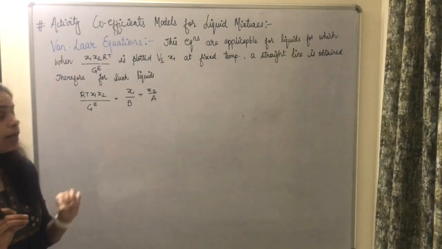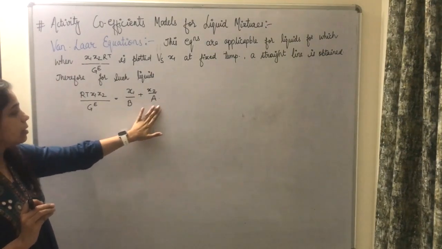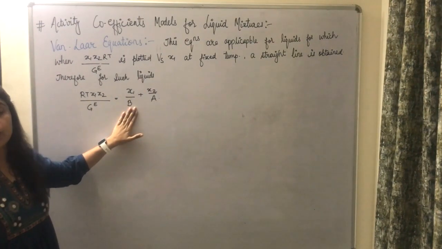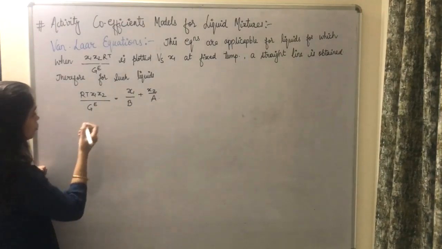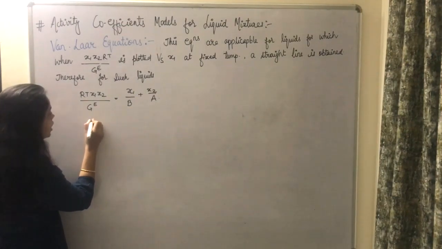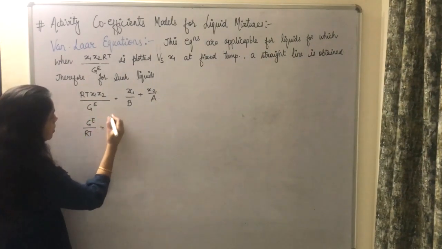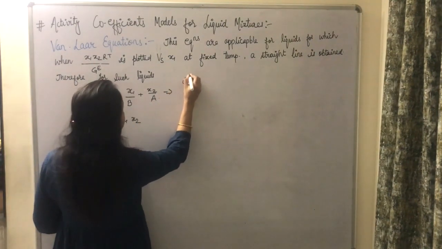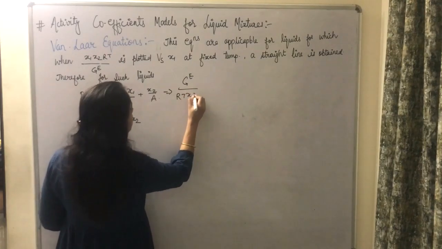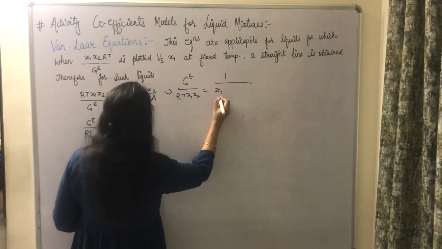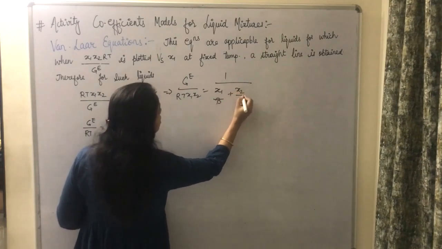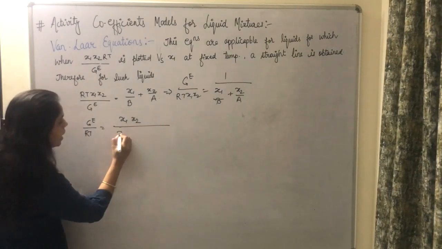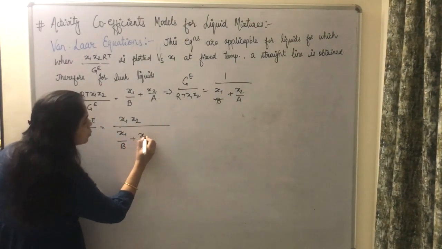So here it is very important. In this case, these two parameters B and A are constants which are a function of only temperature. Now just rearrange this. GE upon RT x1 x2, reciprocate this. Once you reciprocate this, what do we get? x1 x2 upon GE upon RT equals 1 upon x1 b plus x2 upon a, right? So x1 x2 take over here, then x1 b plus x2 a.